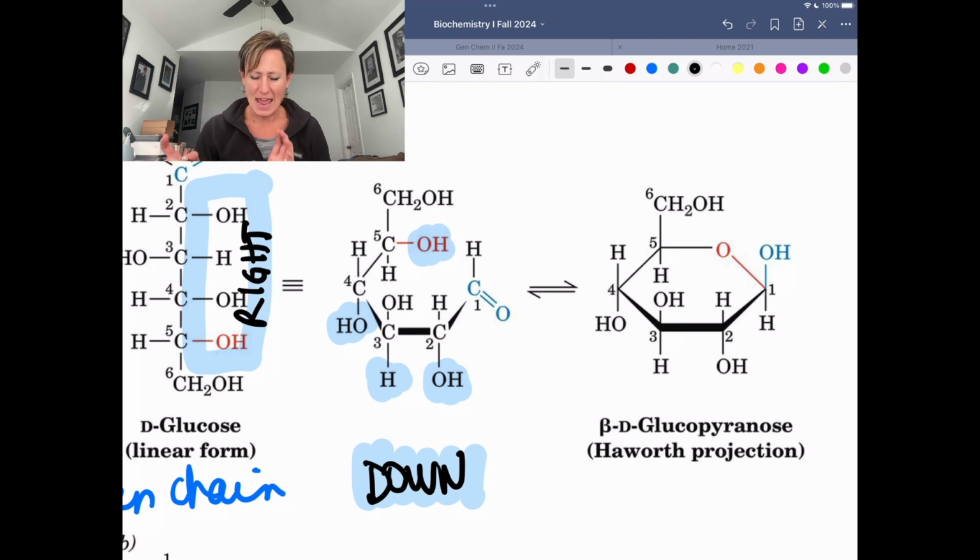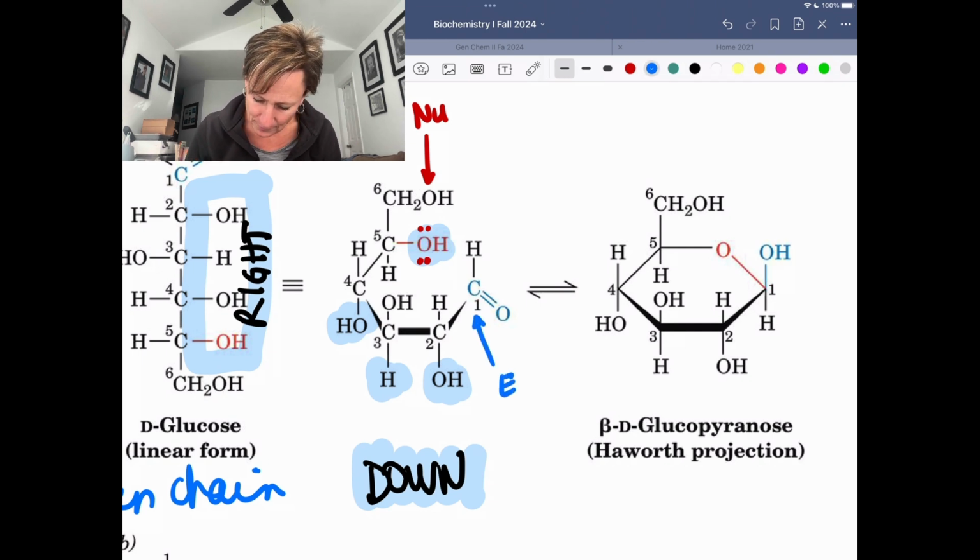I want to label a couple of atoms. Okay, so here we've got this OH group. This OH group is going to be our nucleophile. Just like we saw on that last slide with our reaction mechanism, we have an alcohol that's going to be our nucleophile. And then we've got a carbonyl containing compound that is going to be our electrophile. So here again is our electrophile.